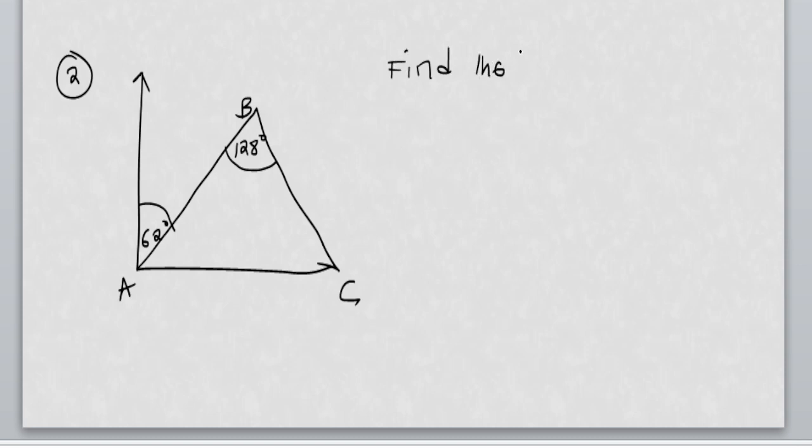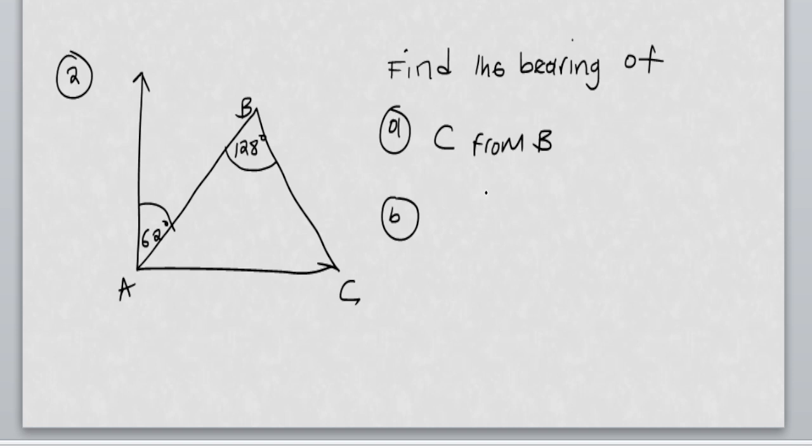Suppose you find bearings now. Find the bearing of A, C from B. Then the second one, find the bearing of A from C. So just these two, I think they'll be enough. These will serve as an exercise, so try out those using the examples, then we see how best you can go about them.